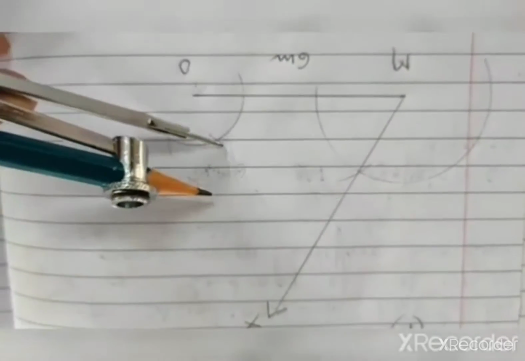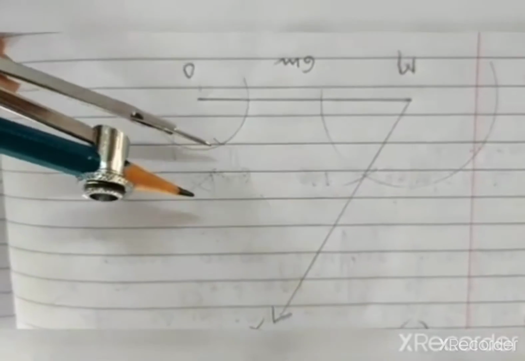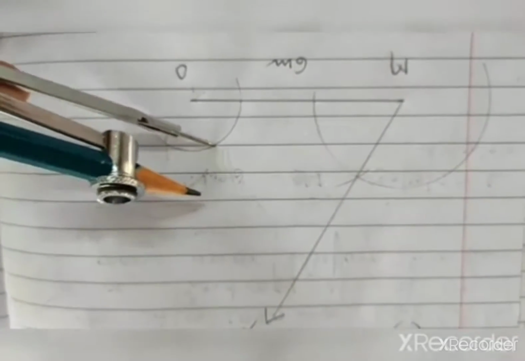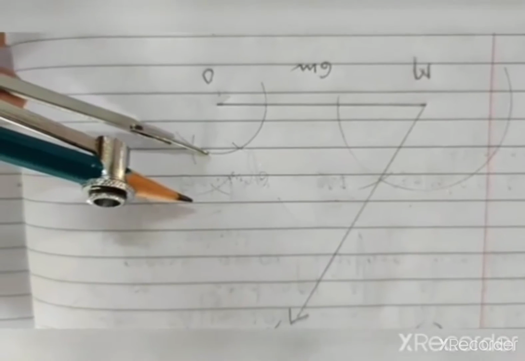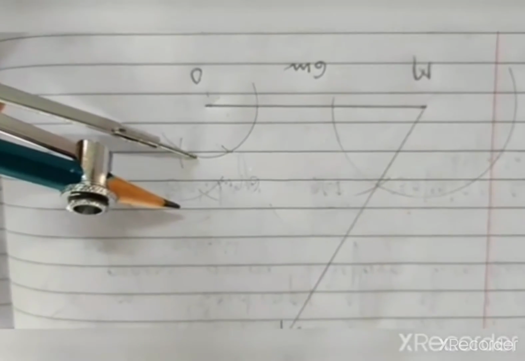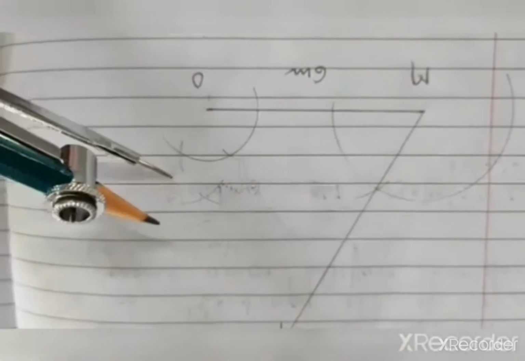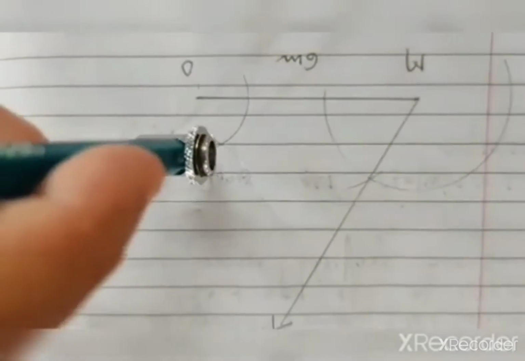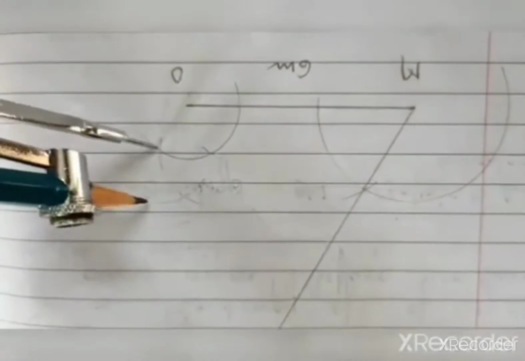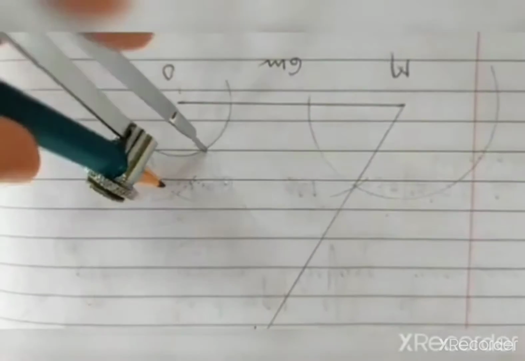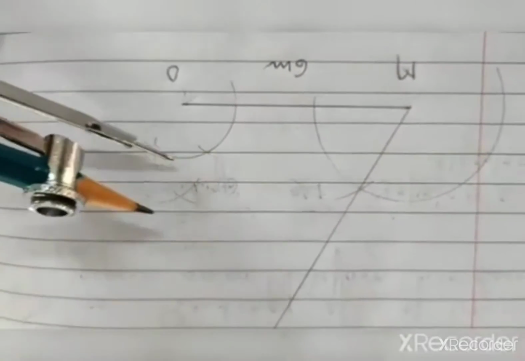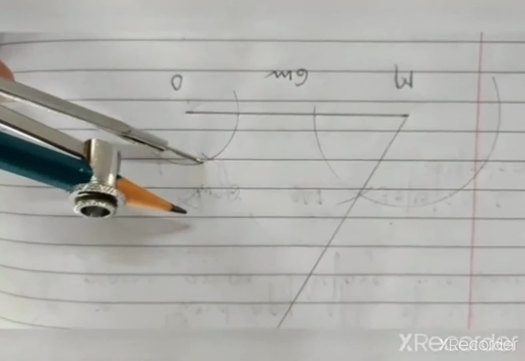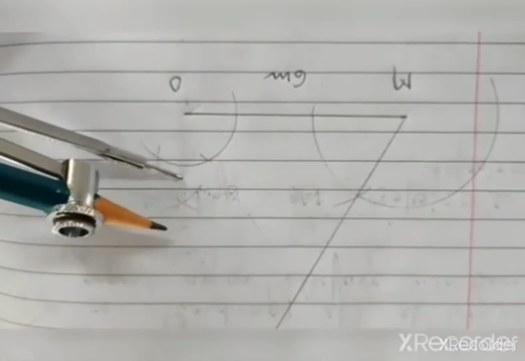So this arc measures 60 degrees and this arc is also 60 degrees. So 60 plus 60 is 120, but we want 105. So what we will do, we will draw the bisector of this, because we want 60. Now this is half of 60, and half of 60 we are getting 90 degrees.